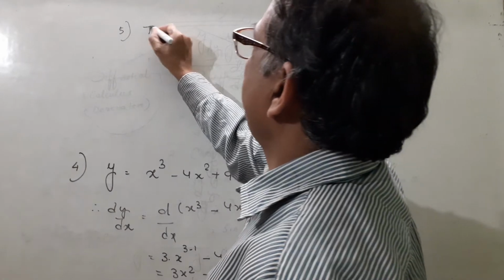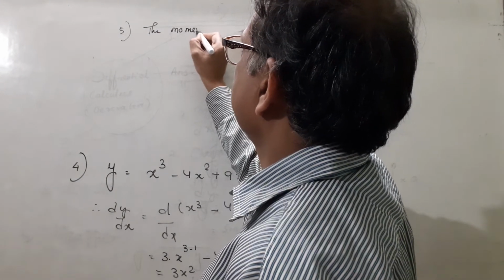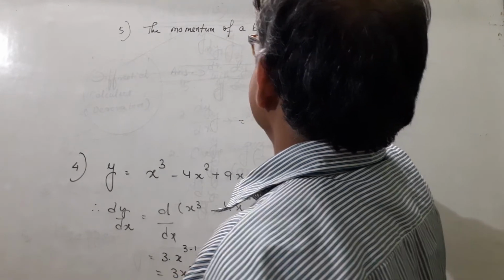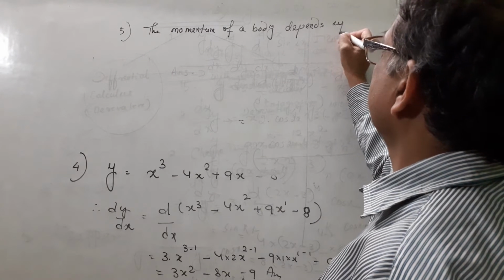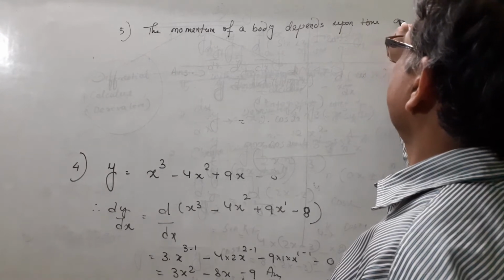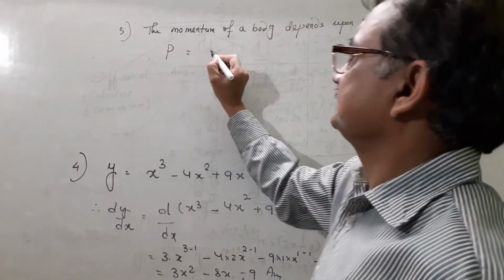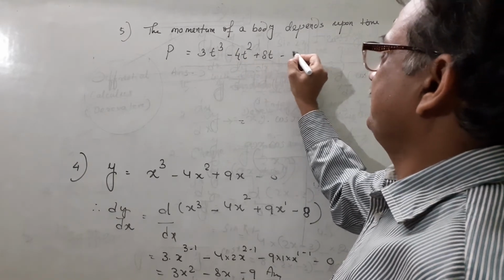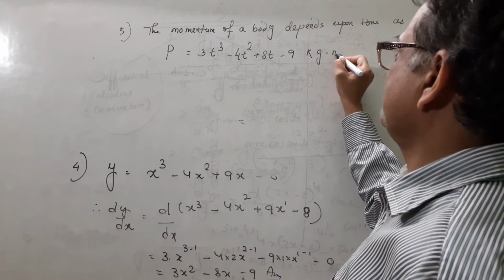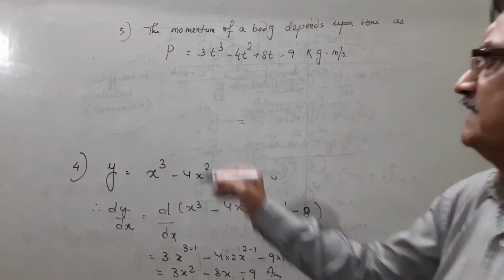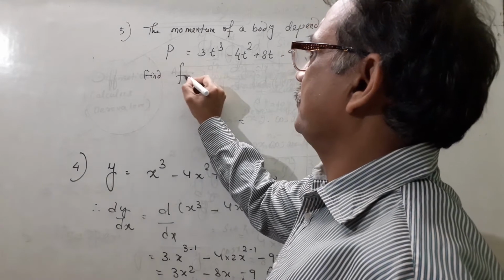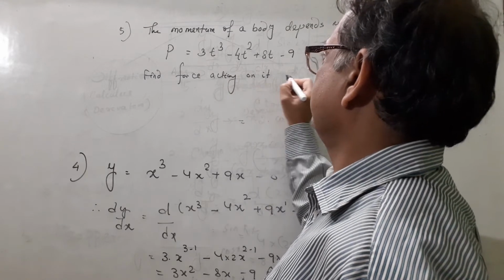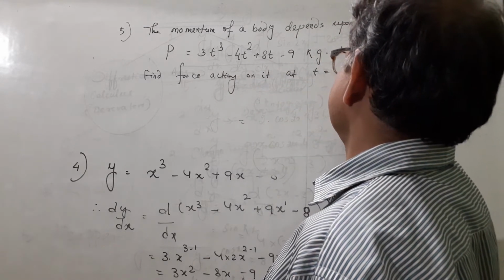Suppose the momentum of a body depends upon time as t for momentum: 3t cube minus 4t square plus 8t minus 9. Momentum means mass into velocity, kg meter per second. Find the force acting on it at time t equal to 3 seconds.